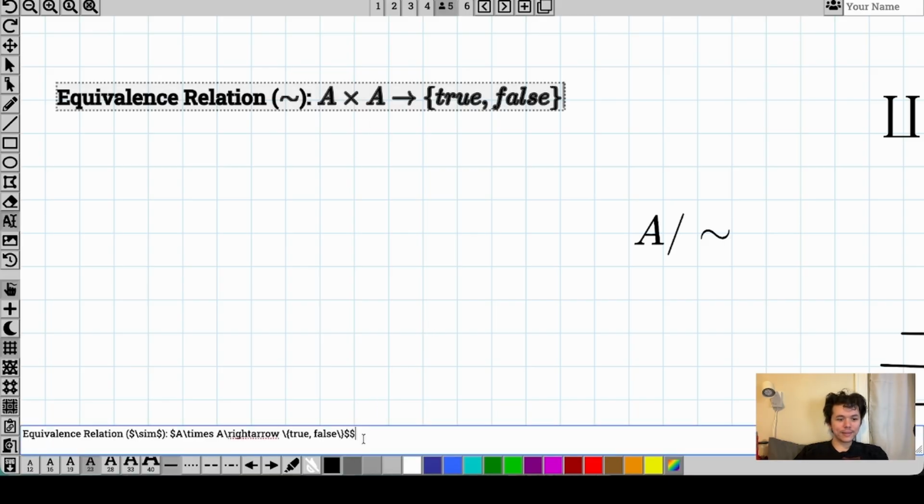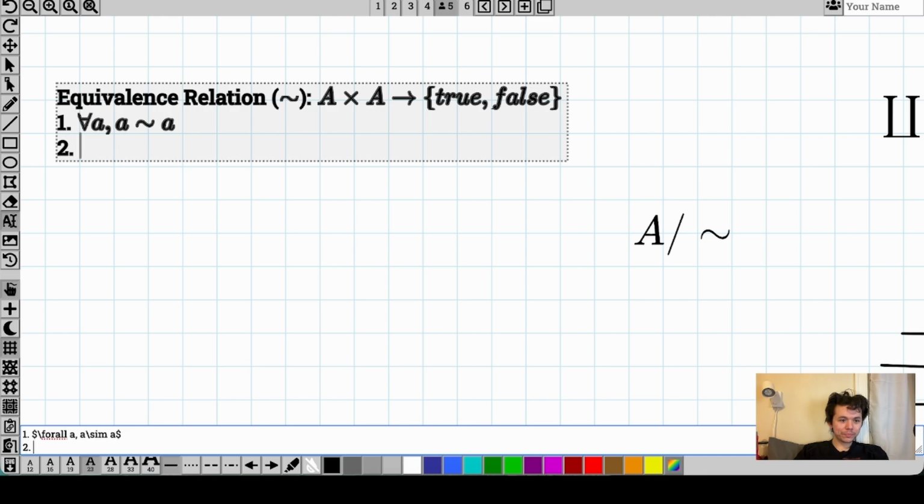Well, it has a bunch of important properties. One is that for every A, A is equivalent to A. This is how we write the function, among other things, with the tilde symbol. When we write A tilde A, it means that the function on A times A is true rather than false. So it's a relation. The functions from A times A to true, false is another word for a relation.